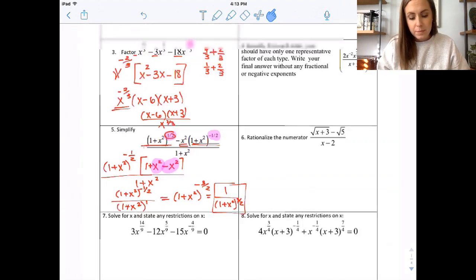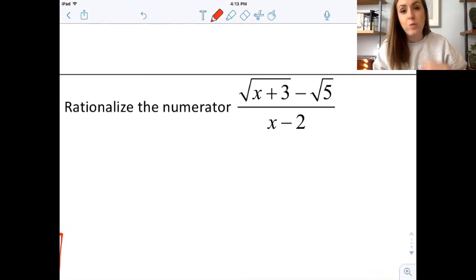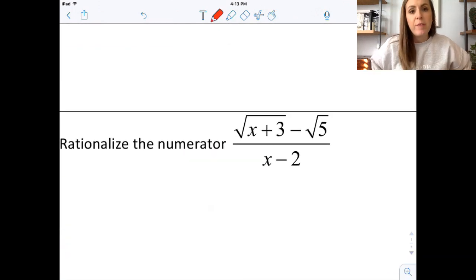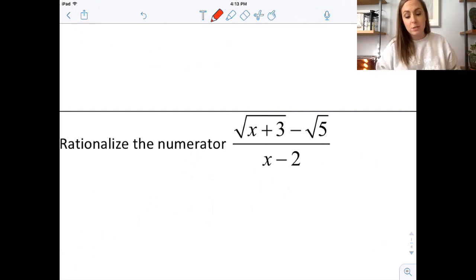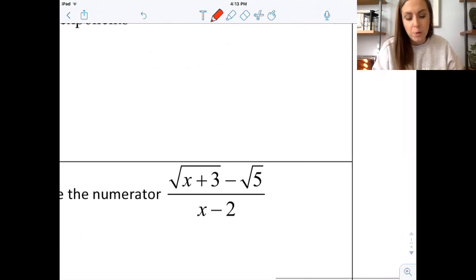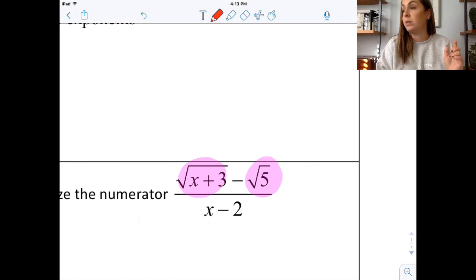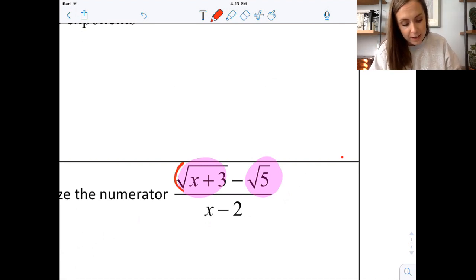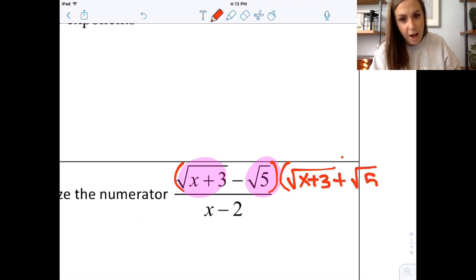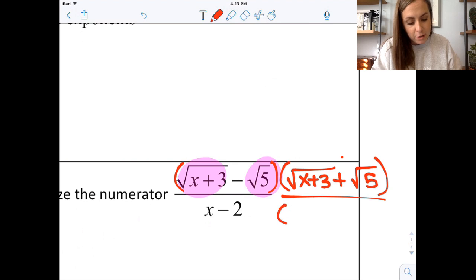Okay, for the next one, it asks me to rationalize the numerator. And remember, rationalize means we want to get rid of anything irrational. And in our case, that means the radicals. So, rationalizing the numerator, I'm going to need to multiply by the conjugate here. The conjugate is when you keep your first and second terms, but we just change that middle term. So here, I'm going to leave this. My conjugate is going to be square root of x plus 3 plus radical 5. And in a fraction, whatever I do to the numerator, I also need to do to the denominator. So I am adding those on the denominator as well.